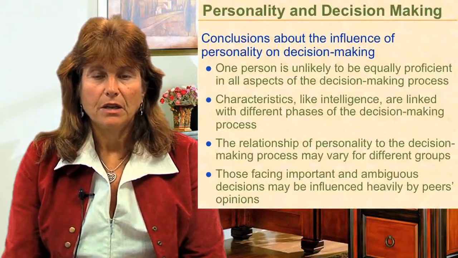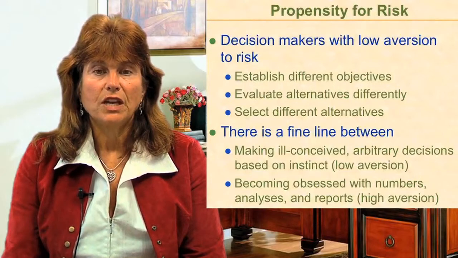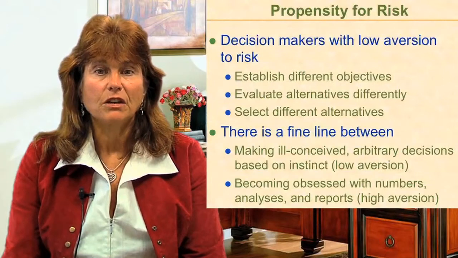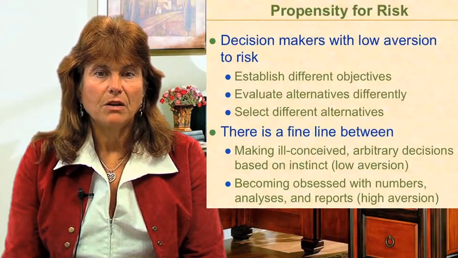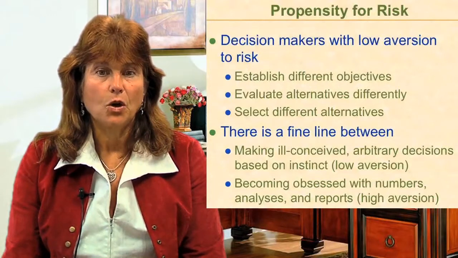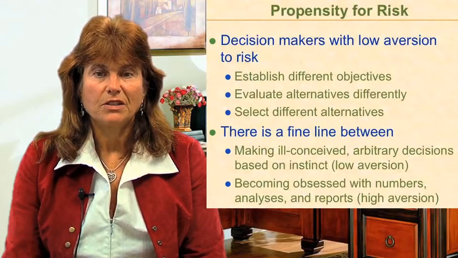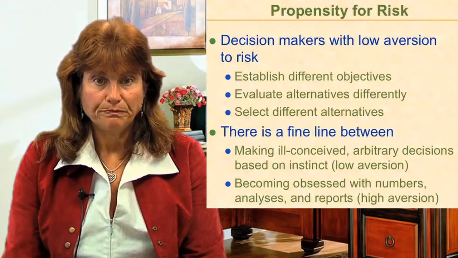Things that we talked about earlier have to do with propensity for risk. If a decision maker has a low aversion to taking risks, they're going to make different objectives and make different decisions around their selection of the alternatives. There's a fine line between making an arbitrary decision based on low aversion to risk, or becoming so obsessed with numbers, analysis, and reports that you have such an aversion to risk that you don't make a decision.